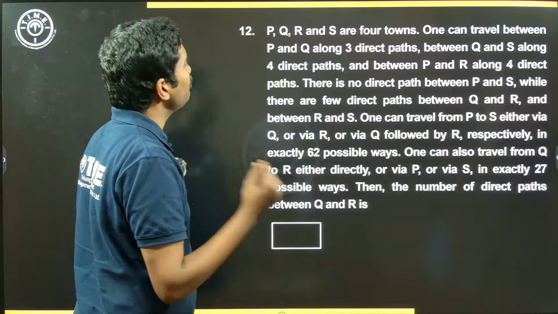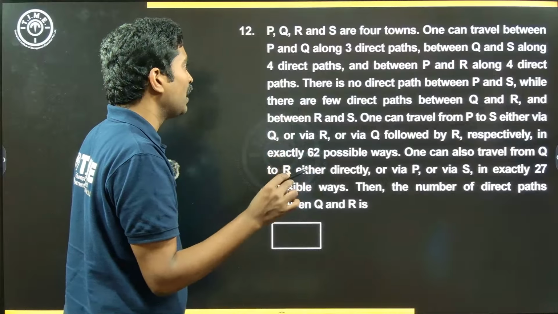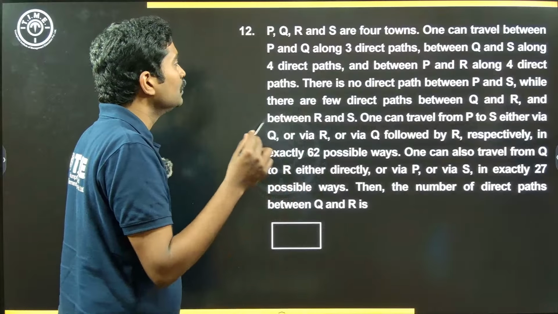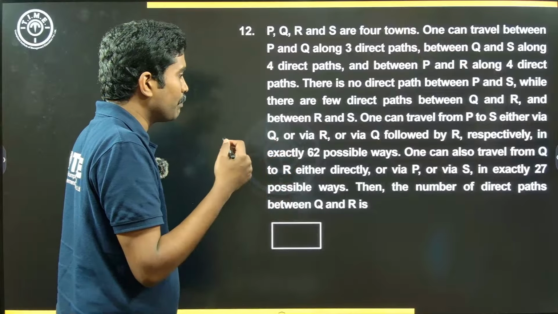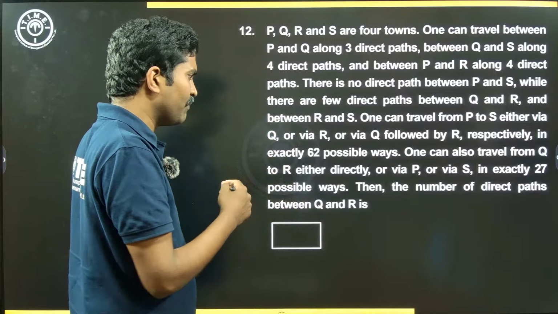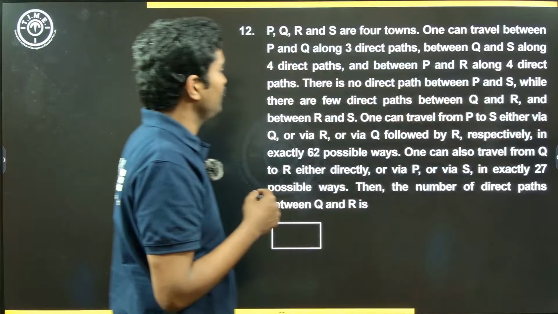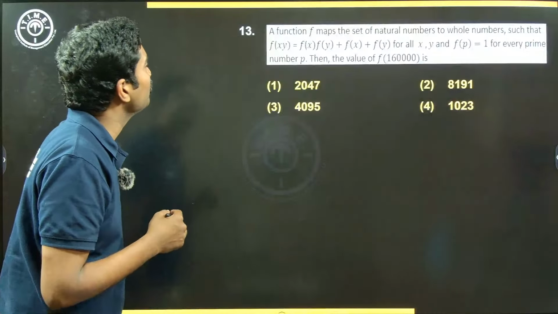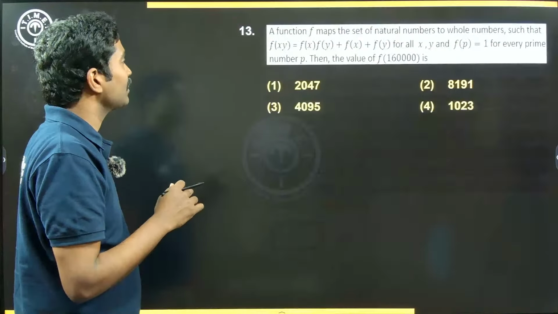One can travel between P and Q along 3 paths. P and Q 3 paths, Q and S 4 paths, P and R 4 paths. No direct path between P and S. Well, okay, this is a question from P and C, permutations and combinations. But honestly, way too many conditions now. Yeah, thank you, Sachin, for confirming. I'm skipping this, guys. I'm really not going to do this within the time.